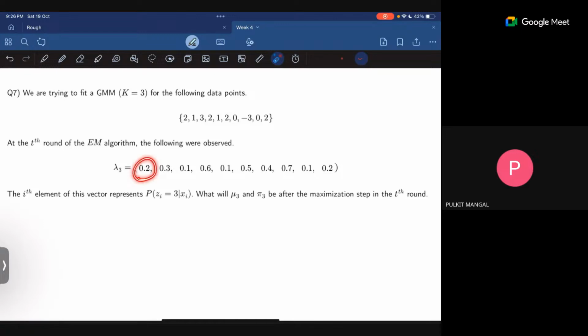That is, given the first data point, it belongs to component 3. Given you have seen data point 2, it is coming from component 3. That is again your lambda ik, but here we are fixing just component 3. And what will be mu 3 and pi 3 after the maximization step in the tth round? So first of all, how are you going to calculate mu k?